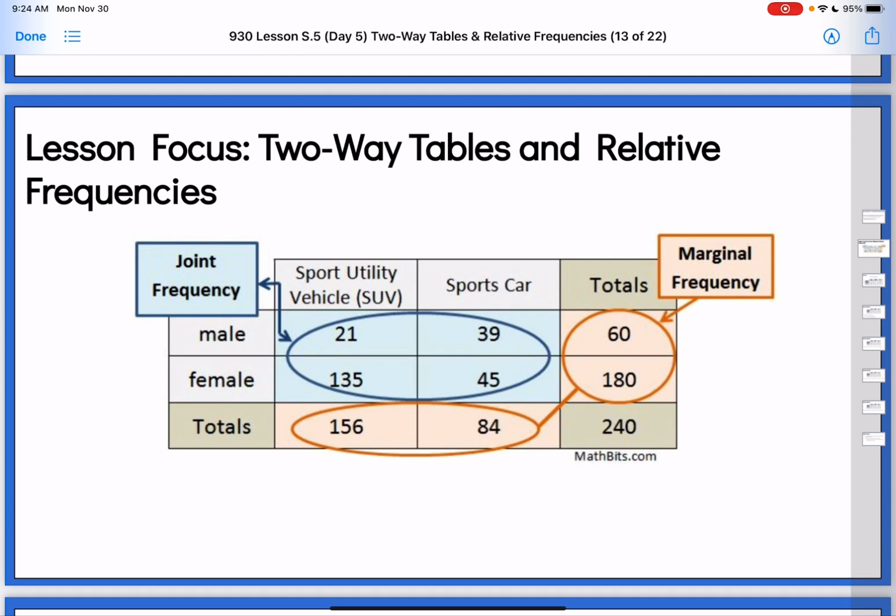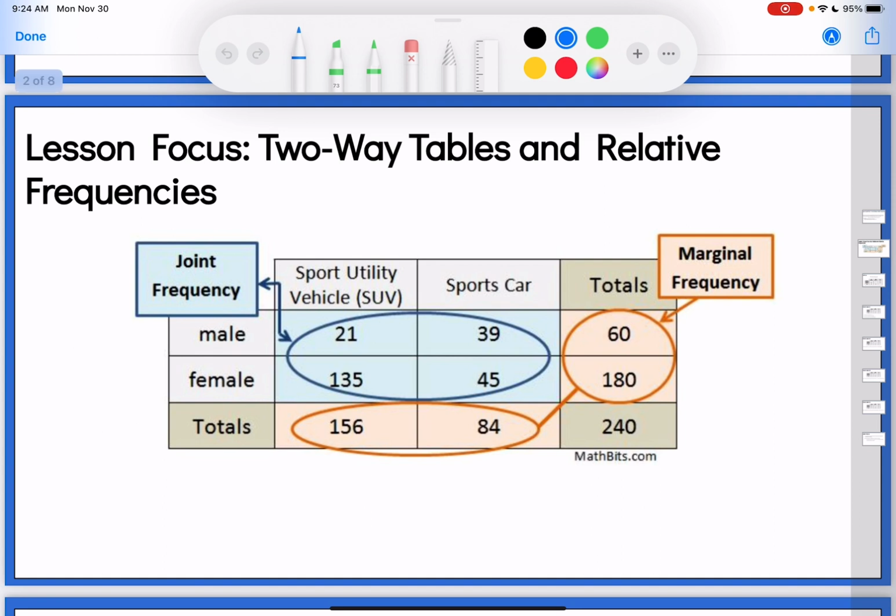So what we see here is the numbers in the middle. This table is comparing some people who bought SUVs compared to some people who bought sports cars. If you take a look at these in different ways, our top row here is all of the males that were in this survey. There were 21 males that bought SUVs, and there were 39 males that bought sports cars. So you can see that they added them up going across, and the total number of males in this study was 60, right? They talked to 60 different men.